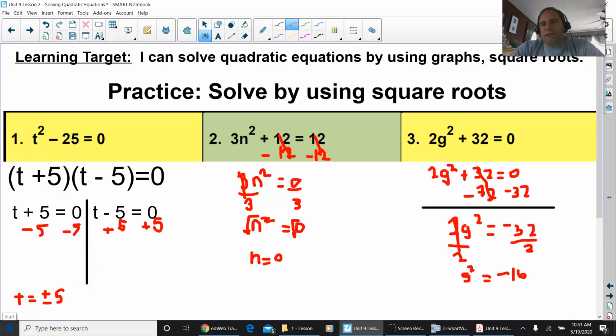So for number 3, just taking a look at it, it is 2g squared plus 32 equals 0. You subtract 32 on both sides, everything is going well, and then all of a sudden you have 2g squared equals negative 32. You divide by 2 on both sides, and you get g squared equals negative 16. Now the next step would be to square root both sides. But this is a problem.